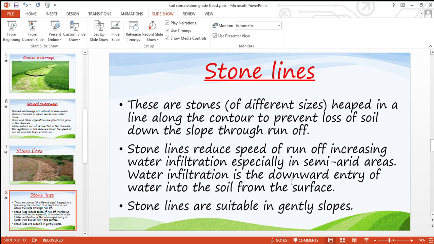What do we mean when we talk about water infiltration? When you hear something like water infiltration, what does it mean to you? Can you share with your friend? It is very important you know the meaning of different vocabularies. What is water infiltration? Water infiltration in this context.